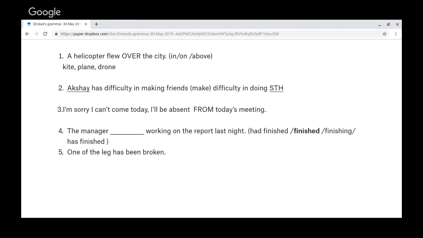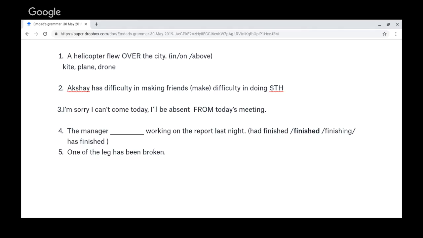One of the leg? Sorry, guys. Think about it and tell me. What do you think about this sentence? One of the leg is... Pick a mistake and tell me very quickly, guys. What is the answer here? One of the leg has broken.